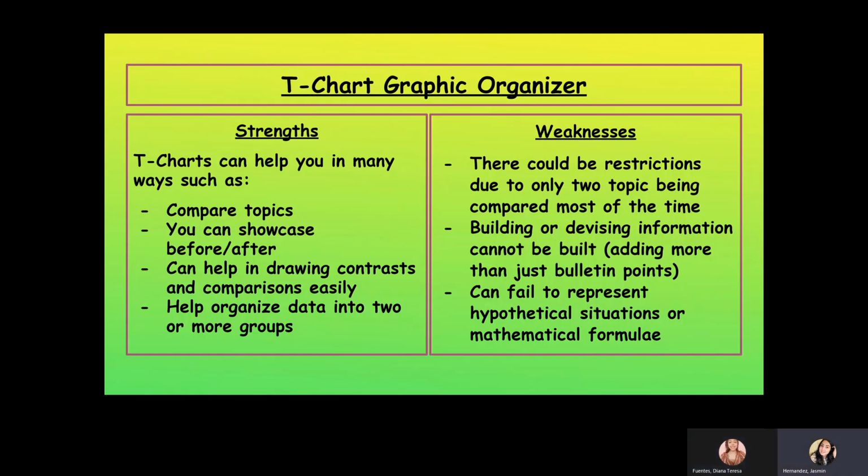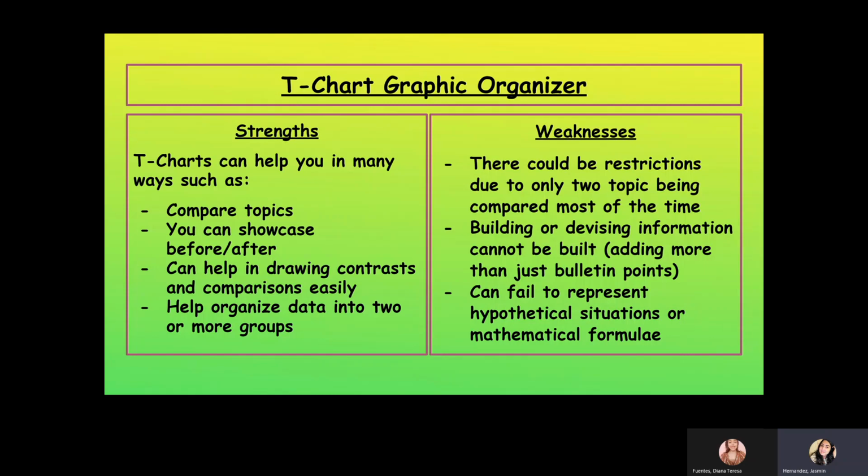Now, the weaknesses that a T-chart can have are minimal. There could be restrictions due to only two topics being compared. Also, a lot of information cannot be conveyed using a T-chart because it is predominantly used as bullet points with one or two words or small sentences.